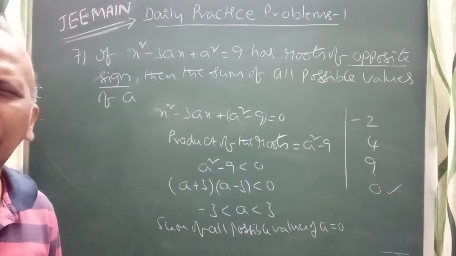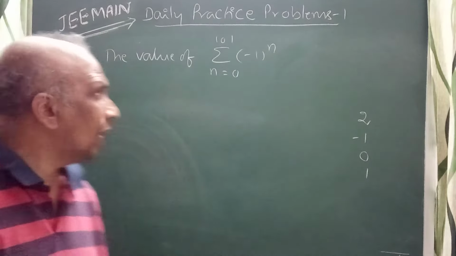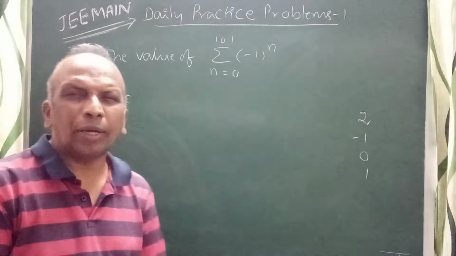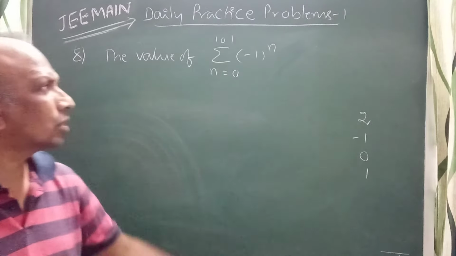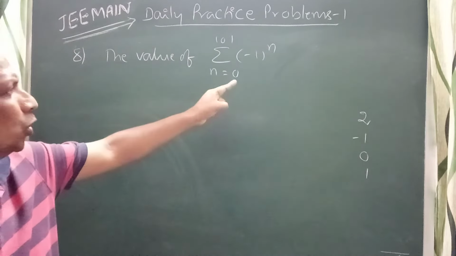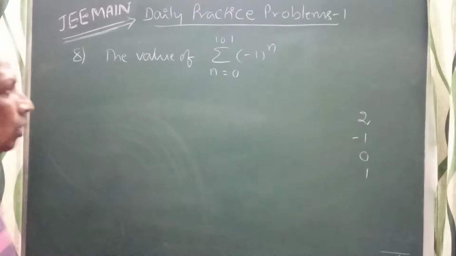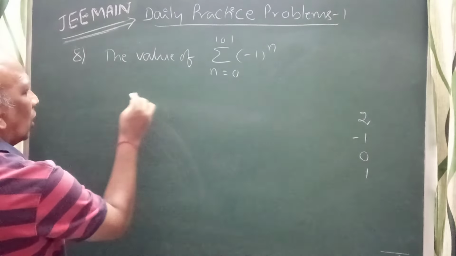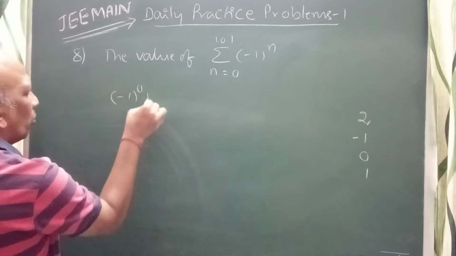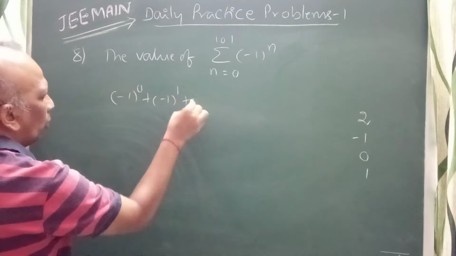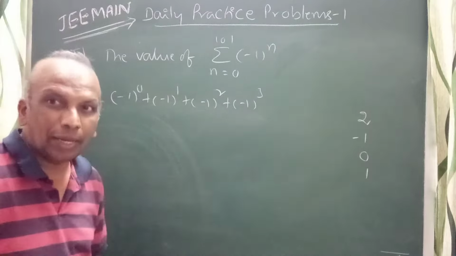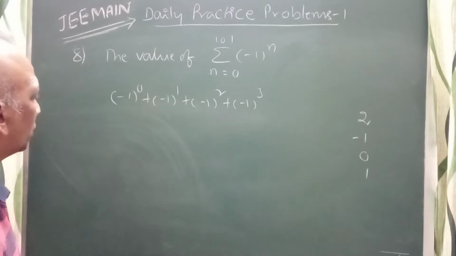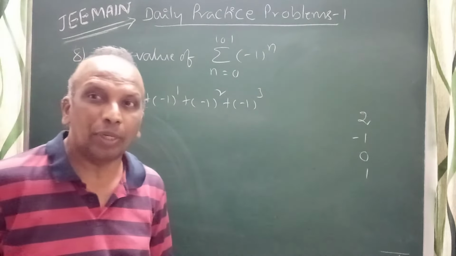Now we do the next one. They are asking the value of this sigma, r equal to 0 to 101, of minus 1 whole power r. When they are asking this value, from 0 to 101 we have 102 terms. If you expand this, it starts with minus 1 whole power 0, minus 1 whole power 1, minus 1 whole square, minus 1 whole cube. I can expand like this, because in total we have 102 terms.